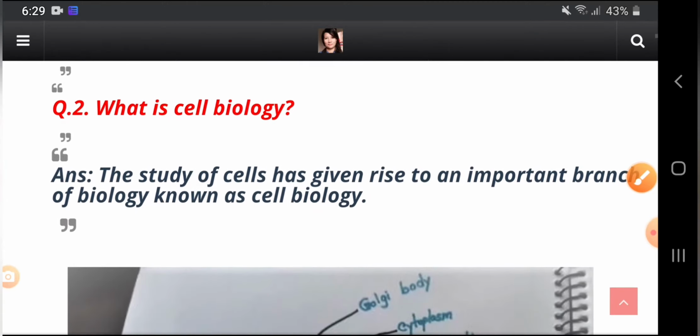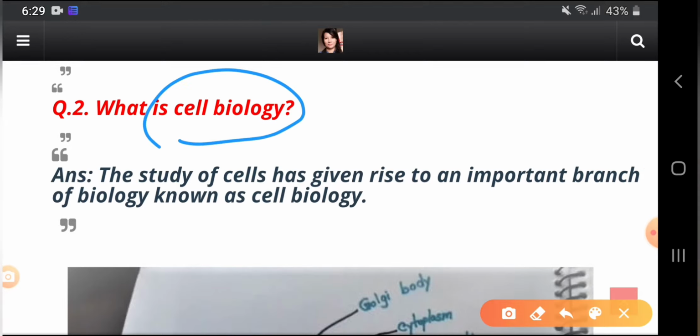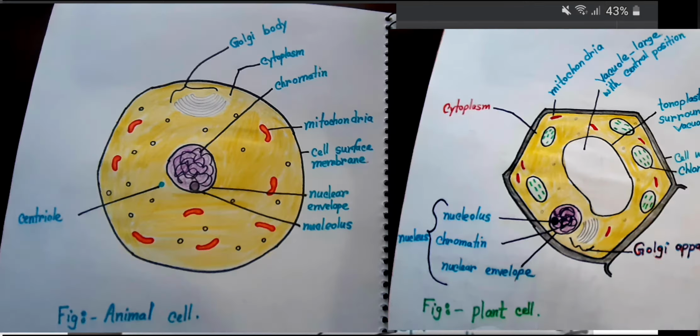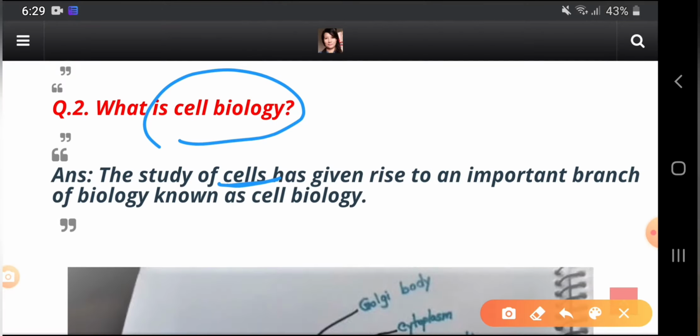What is cell biology? Cell biology is the study of cells. The study of cells has given rise to an important branch of biology that is known as cell biology.